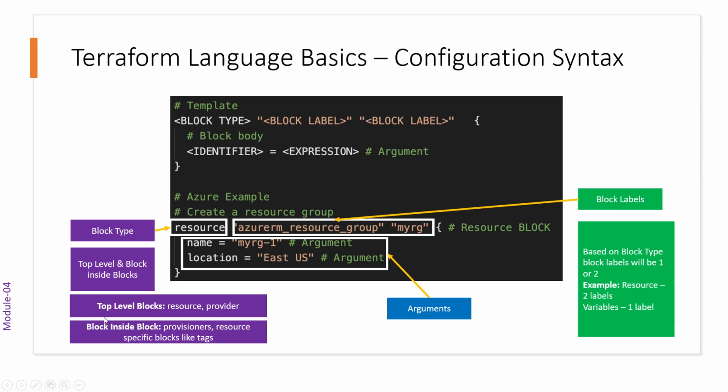When I say a block inside a block, the meaning is simple. Say this resource is already being created, and now you want to add a tag or perform additional things. For example, provisioners and resource-specified blocks like tags. Provisioners are also one of these, where additionally you want to add a tag as well. This is your block inside block, and we are going to show you how we can use that as well.